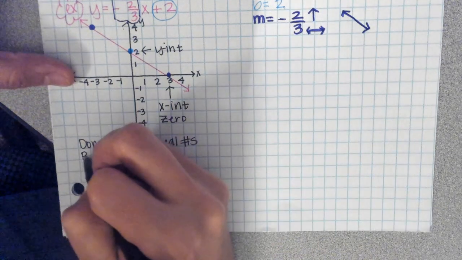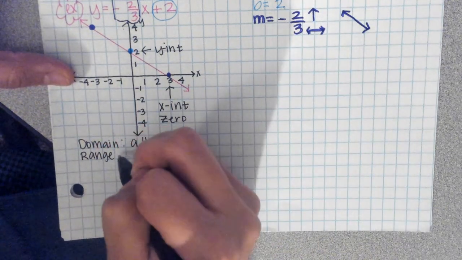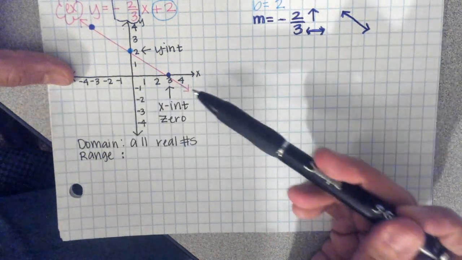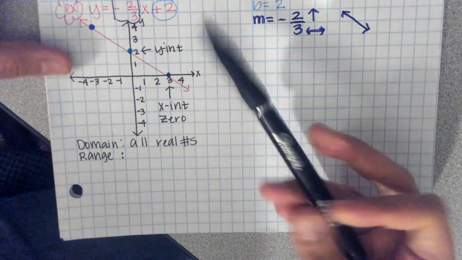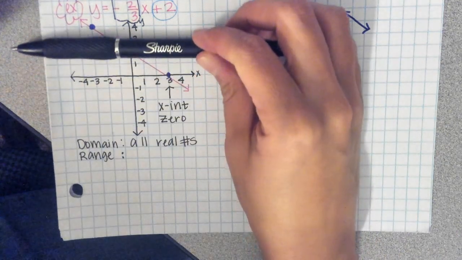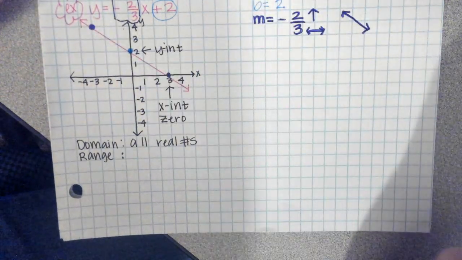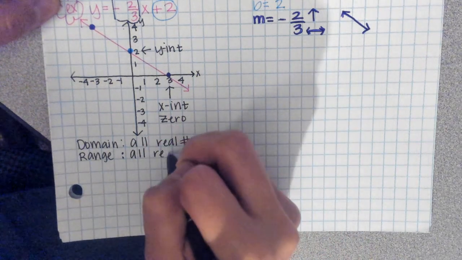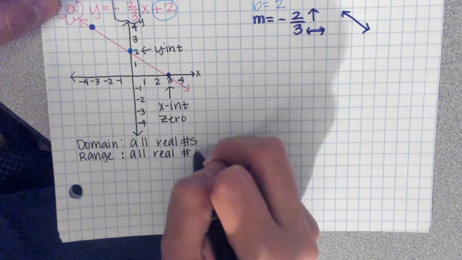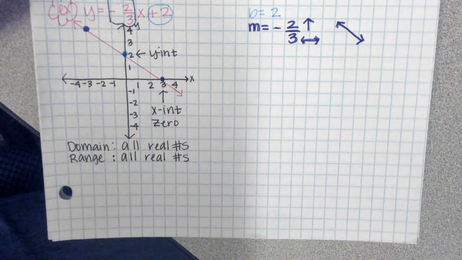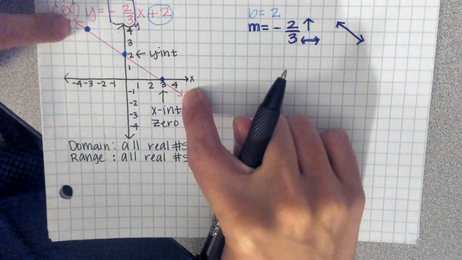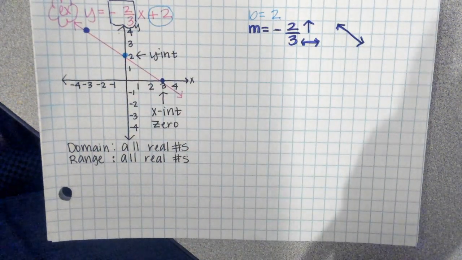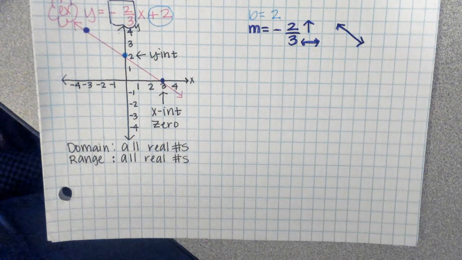Do the same for my range. Range is low to high. Come in from the bottom, I first touch, arrow, infinity, go up all the way to the top, another arrow, so infinity to infinity, again, all real numbers. And just a heads up, when you draw arrows on both ends of a line, it's going to be all real numbers for both domain and range. All right, let's go on to example 2.